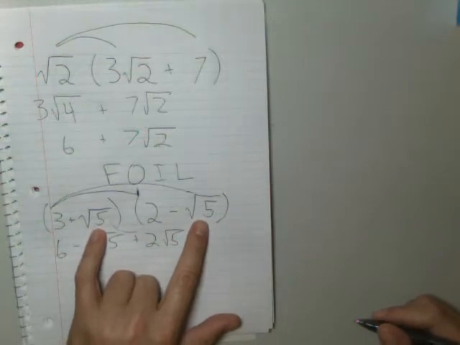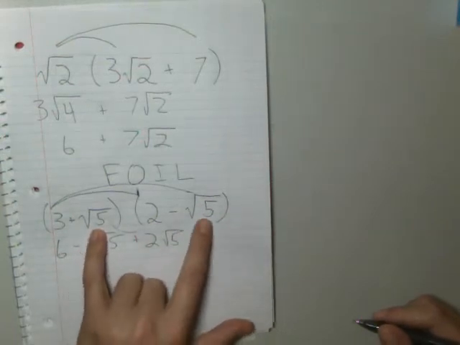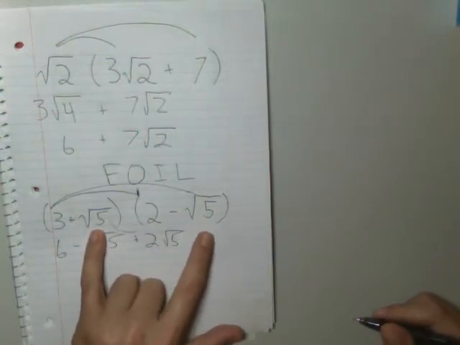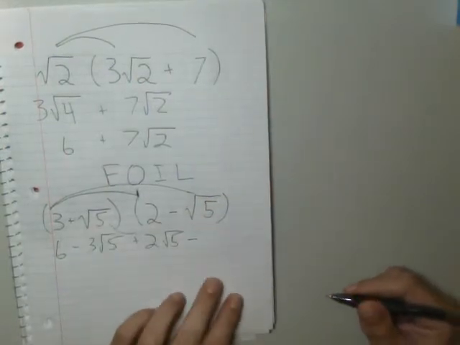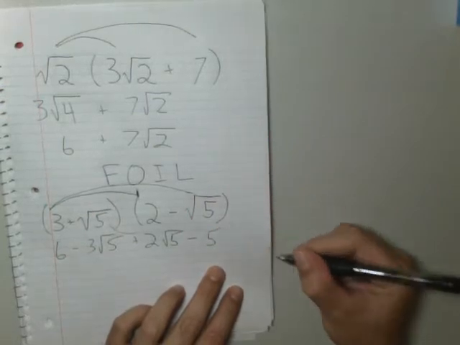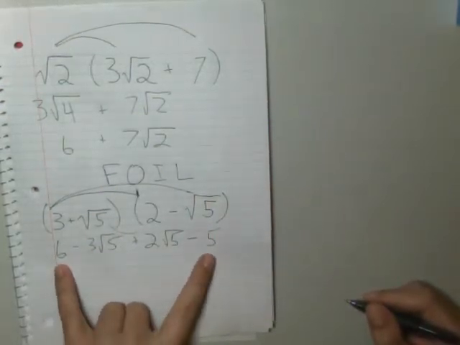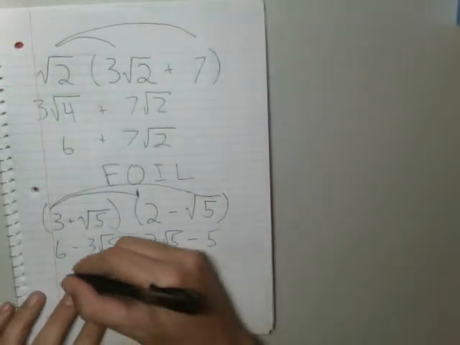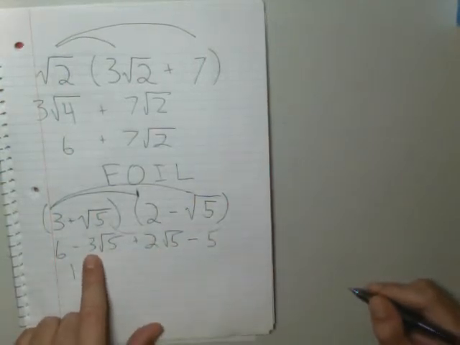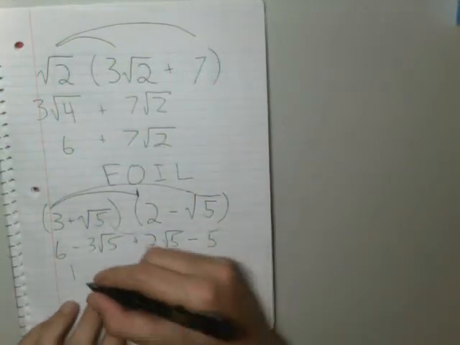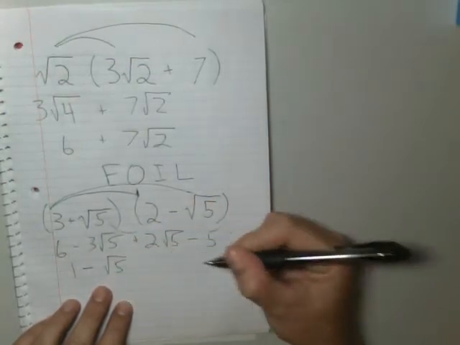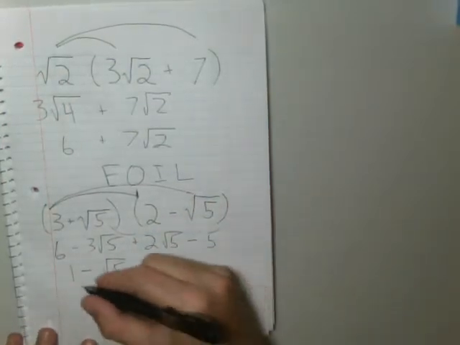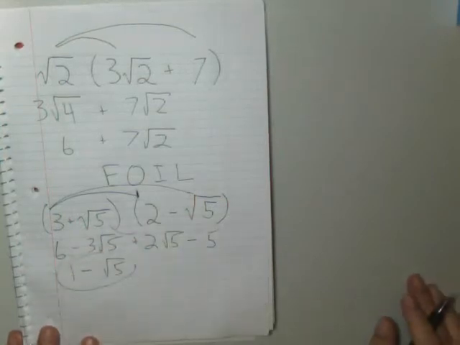And L stands for last times last. The square root of 5 times the square root of negative 5 is going to be minus the square root of 25, which is 5. So what I have here is 6 minus 5 is 1. Negative 3 root 5 plus 2 root 5 is negative 1 root 5, which is the same as 1 minus the square root of 5. And that's simple radical form.